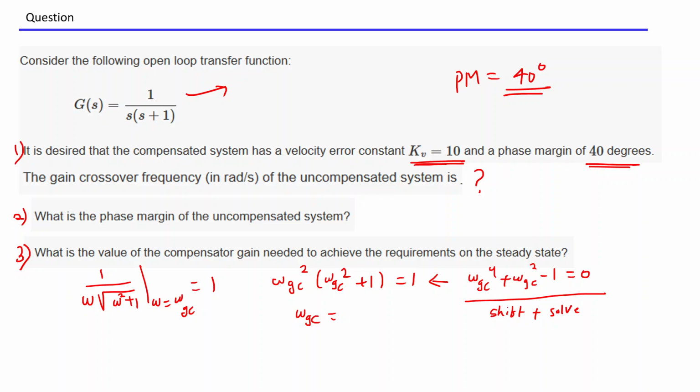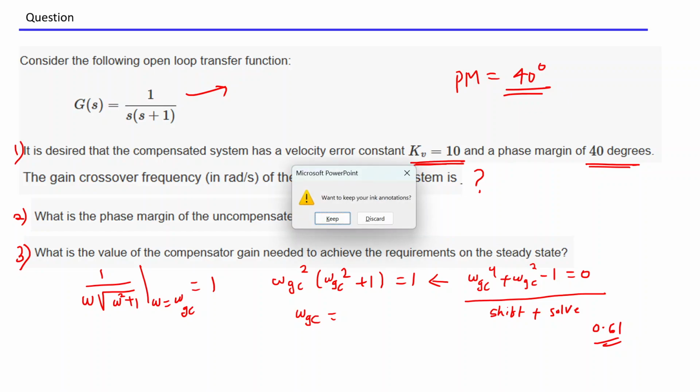You can try and see that it is 0.61. Okay, let me check. I don't know the answer, let me check in MATLAB. But you might be doing something wrong. Let's see.